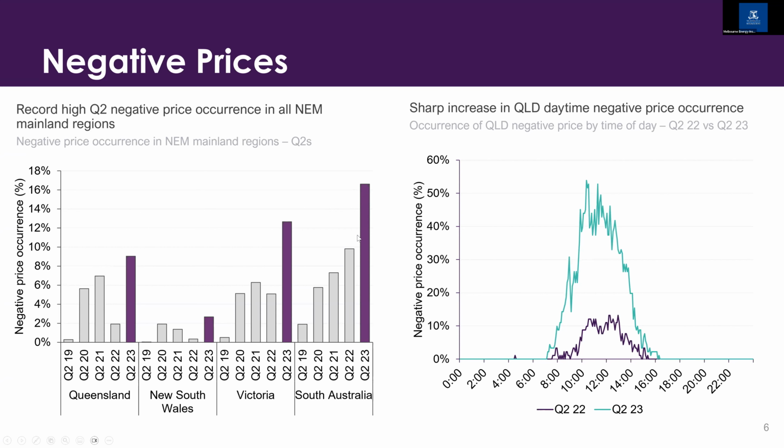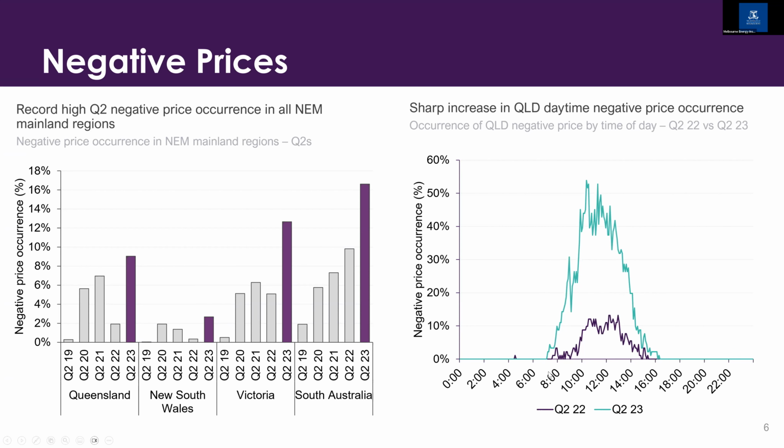That's shown in a little more detail on the chart on the right, which shows the frequency of negative prices by time of day. We can see in Queensland for both Q2 22 and Q2 23, the incidences are all during the middle of the day, but particularly more so this Q2. And that's really just driven by a decrease in operational demand in the middle of the day, which I'll talk about on the next slide, and an increase in grid scale solar, particularly in Queensland itself.